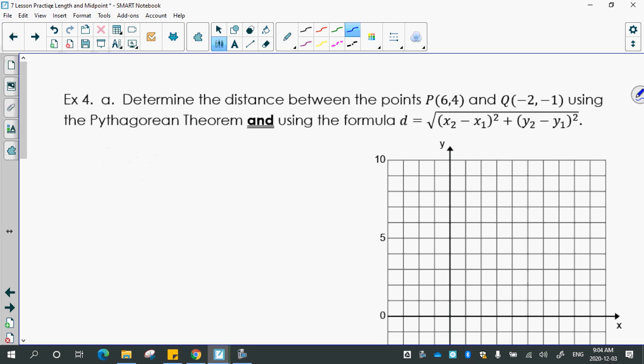Okay, so the first thing I would do is label the first point P, x1 and y1, and the second one x2 and y2. Okay? And then I would recopy down the formula.